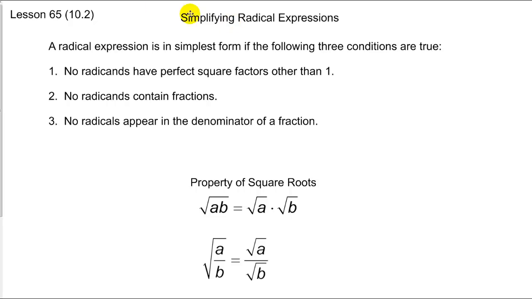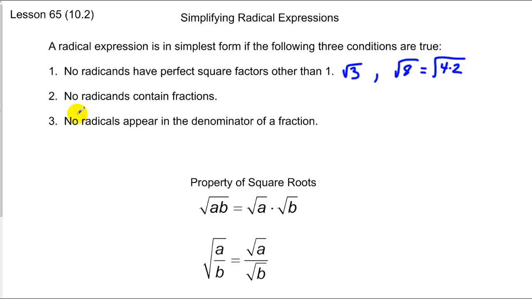So for example, if I were to look at the square root of 3, that would be a simplified radical expression because there are no perfect square factors of 3 other than 3 itself and 1. However, if I look at the square root of 8, that's not simplified because there's a perfect square factor within that of 4. 8 is 4 times 2.